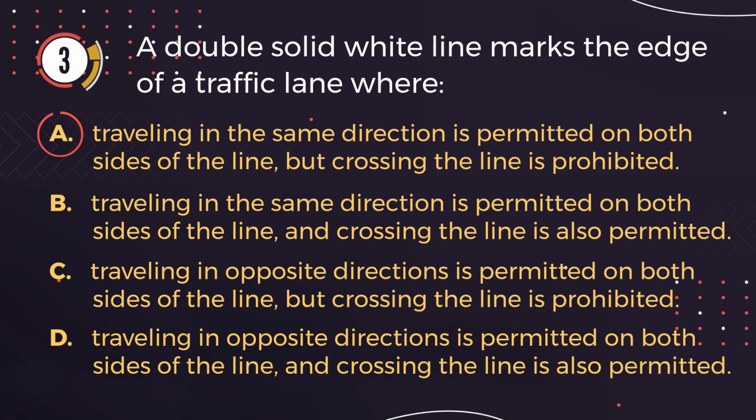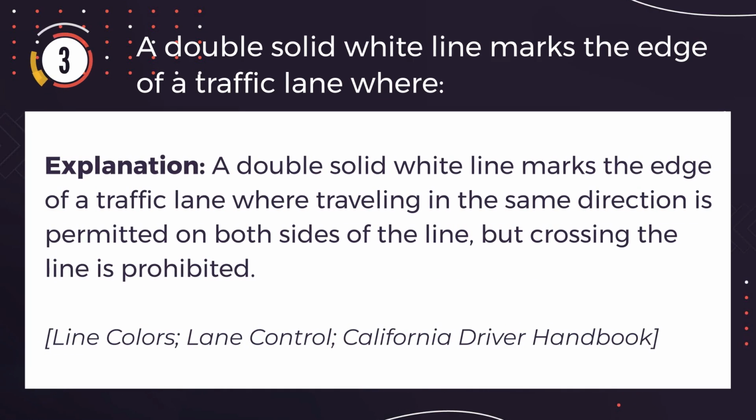The correct answer is A. Traveling in the same direction is permitted on both sides of the line, but crossing the line is prohibited. Explanation. A double solid white line marks the edge of a traffic lane where traveling in the same direction is permitted on both sides of the line, but crossing the line is prohibited.